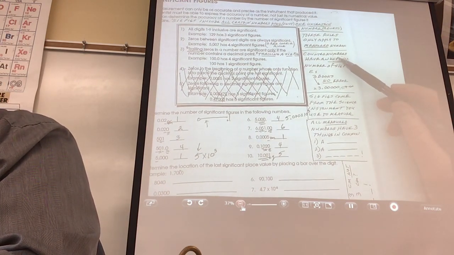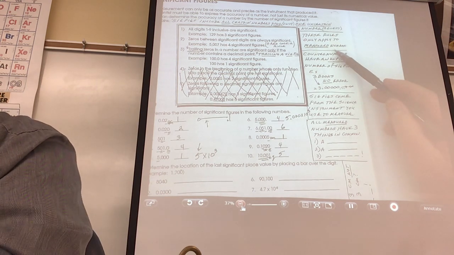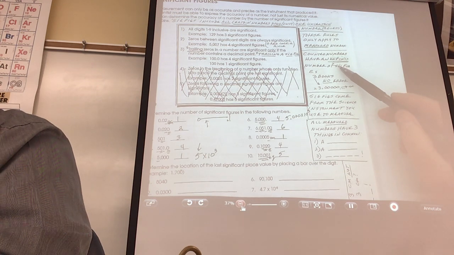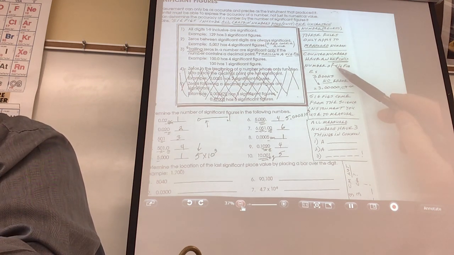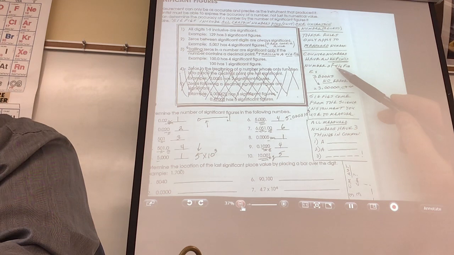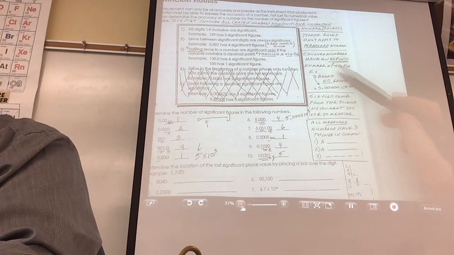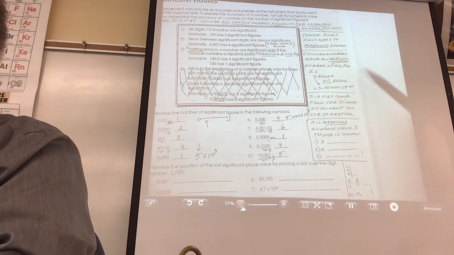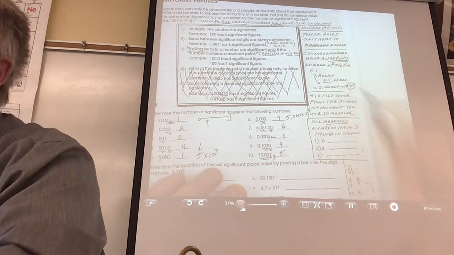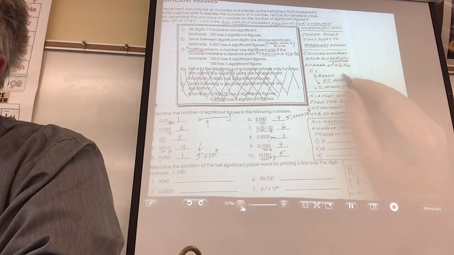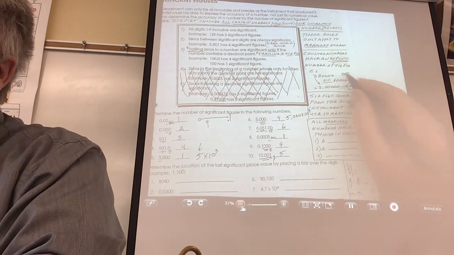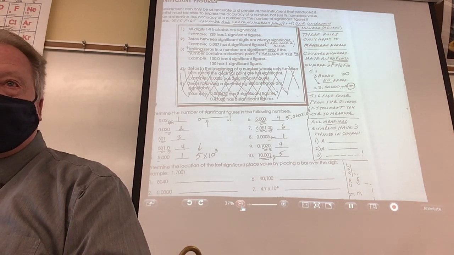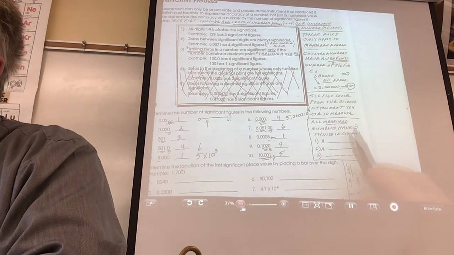What if these rules only applied to measured numbers? What about a counted number? Like 3 pens. Is that a measured number or is that a counting number? Counting. A counting number, like they use in math, is considered to be the perfect number. And so how many sig figs does it have? An infinite. You guys ever done the infinity symbol? Yeah. Okay, it has an infinite number of sig figs, okay? It's perfect.